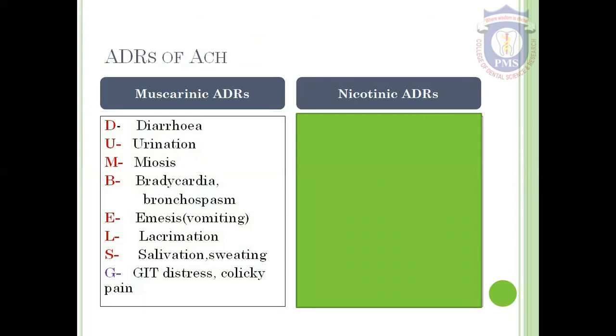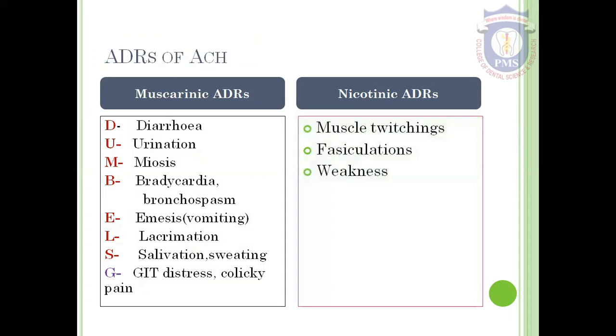Then what are the adverse drug reactions of acetylcholine? We have muscarinic adverse drug reactions and nicotinic effects. These include diarrhea, urination, miosis, bradycardia and bronchospasm, emesis, lacrimation, salivation and sweating, GIT distress and colicky abdominal pain. You can remember these adverse drug reactions by the mnemonic DUMBBELSS. Then about the nicotinic effects, they produce muscle twitching, fasciculations and weakness.